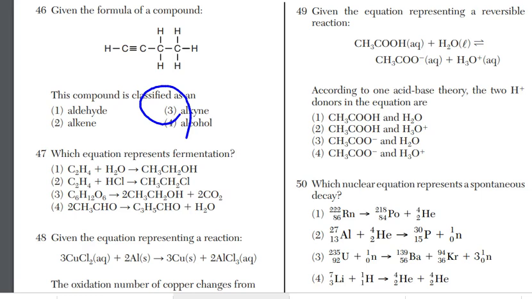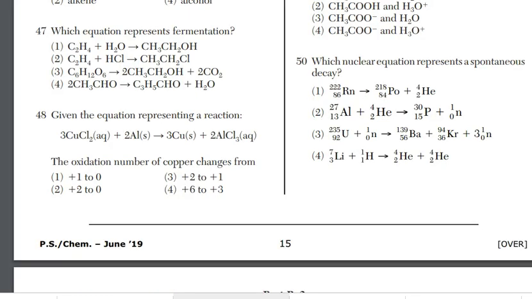Now, for organic reactions, you need to memorize the pattern for organic reactions to know the answer here. But fermentation, we're talking about sugars, and we're making alcohol and carbon dioxide. So that answer here would be choice 3. It's memorization, folks. You got to know your organic reactions. Let's keep going.